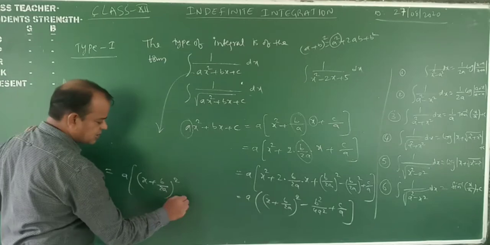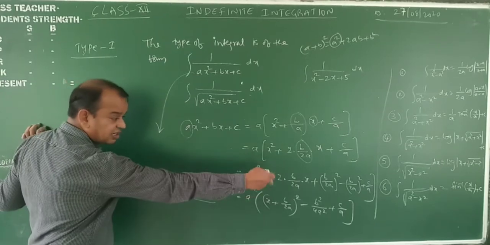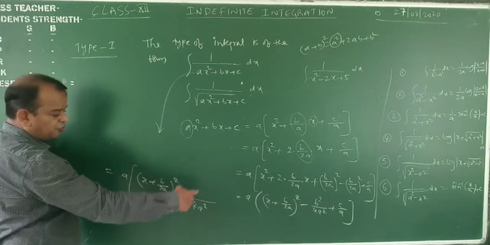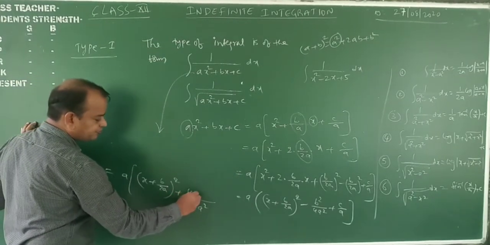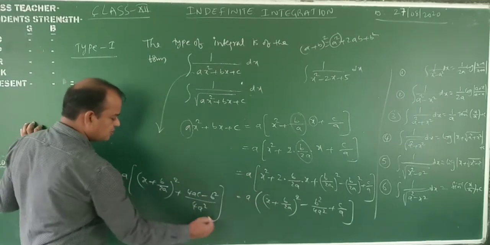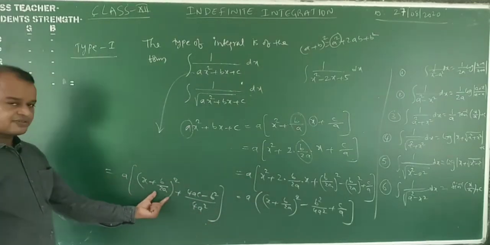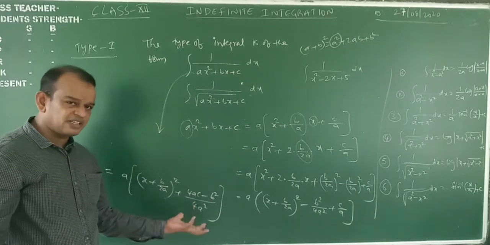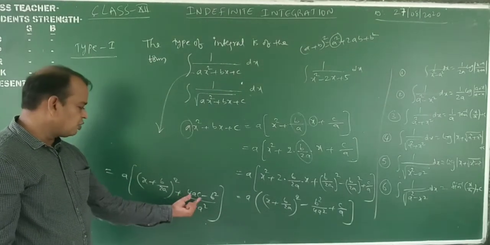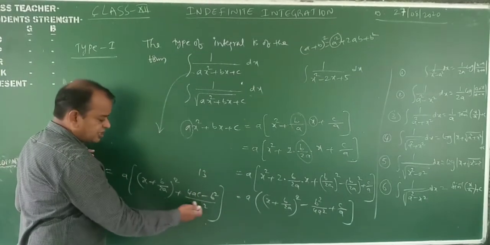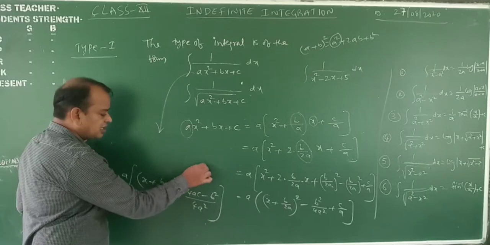First write down c by a. 4a square is the LCM, so we get 4ac minus b square. Here this is a 100% perfect square. Either it is plus or minus 4ac minus b square by 4a square, we don't know. Suppose this value 4ac minus b square by 4a square is 13, you will write 13 whole square.